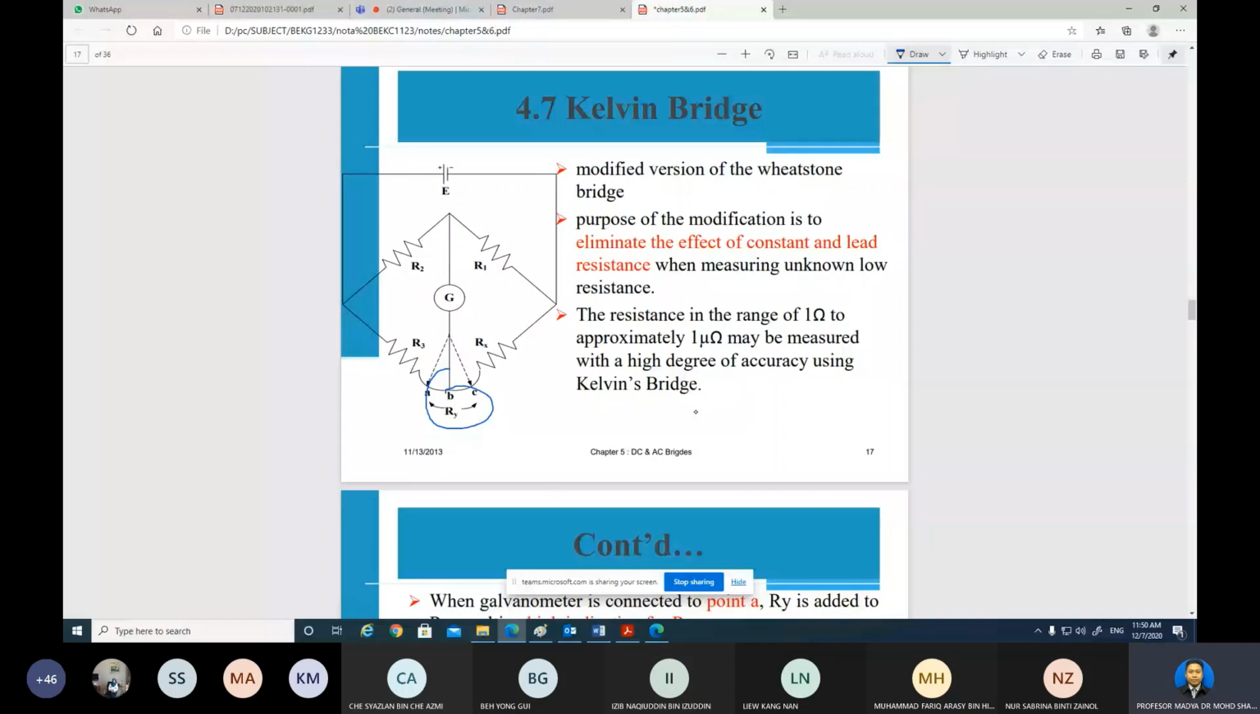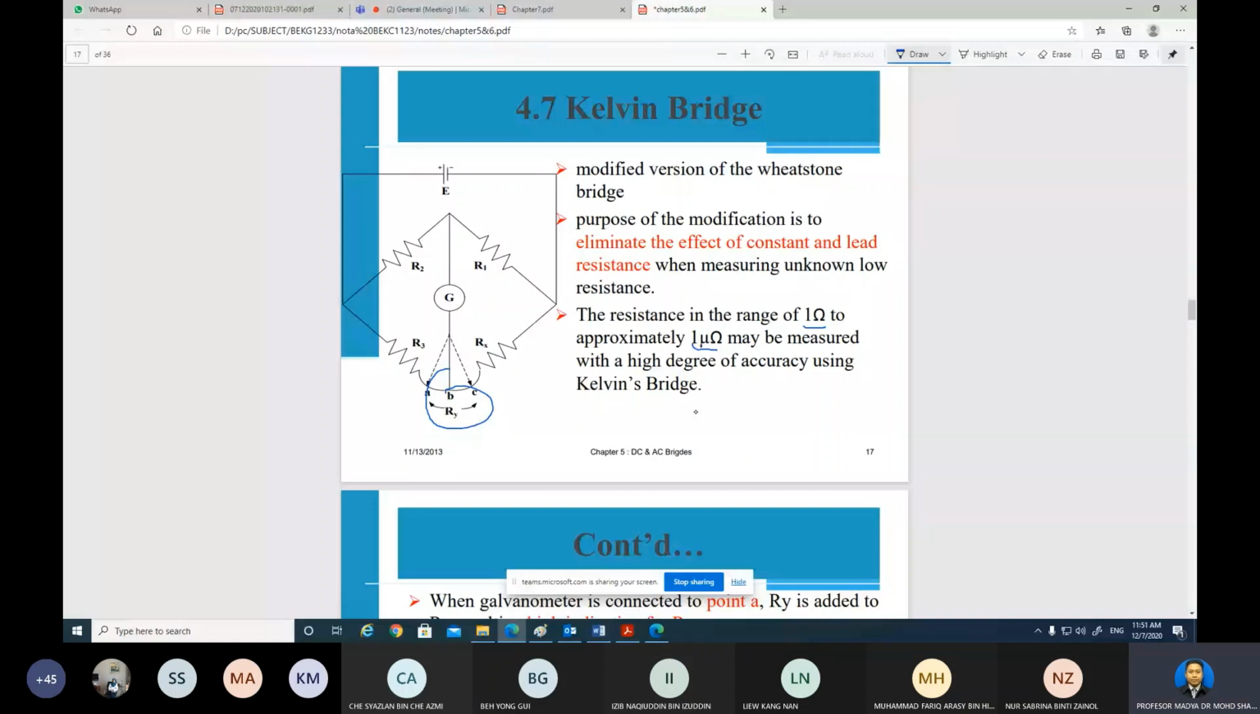The purpose of the modification here is to eliminate the effect of the constant and lead resistance when measuring the unknown low resistance, as mentioned before. So the function of the Kelvin bridge is to measure low resistors, in the range from 1 ohm to 1 micro ohm. To measure low resistance, we have to use the Kelvin bridge. As mentioned, the Wheatstone bridge is more accurate than the Kelvin, but we have to use the Kelvin because of the unknown low resistance.